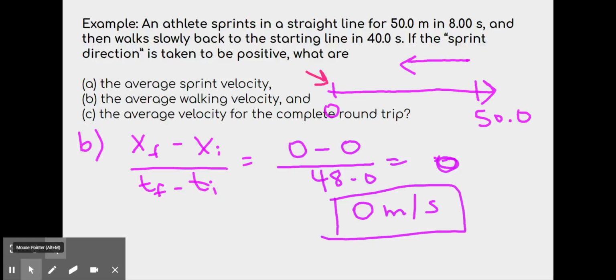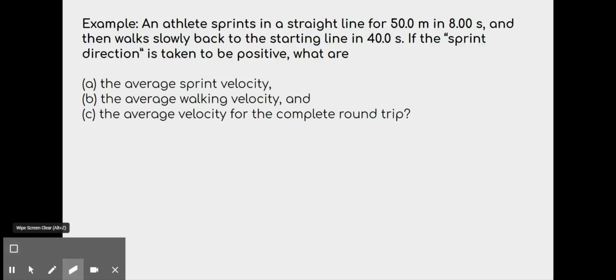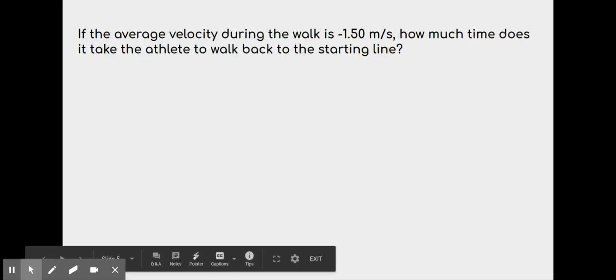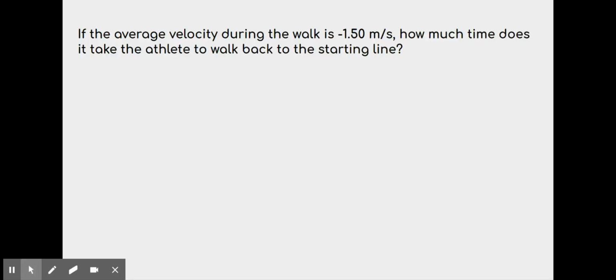Okay, so let's go ahead and try another one. Using the same scenario, if the average velocity during the walk is negative 1.50 meters per second, how much time will it take the athlete to walk back to the starting line? Again, I would like for you to pause this video, try it on your own, and hit play when you're ready.